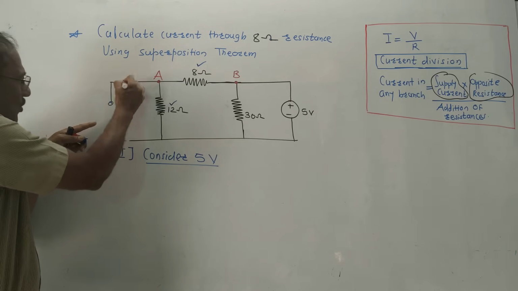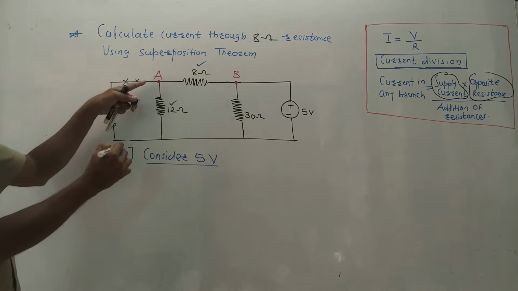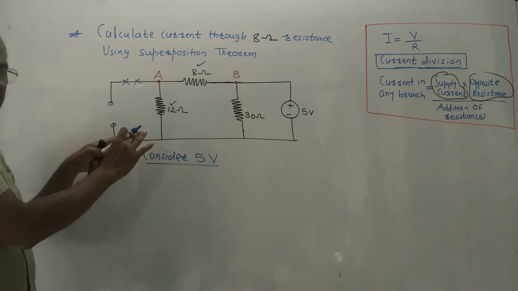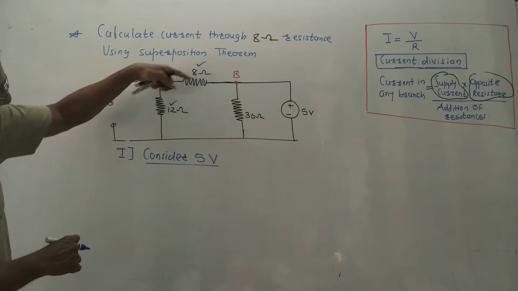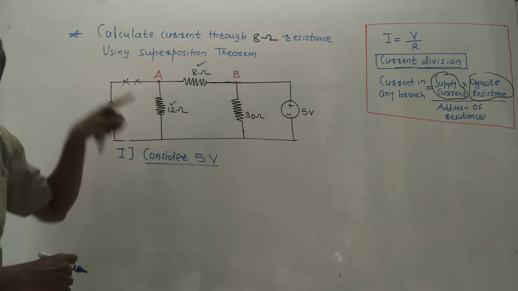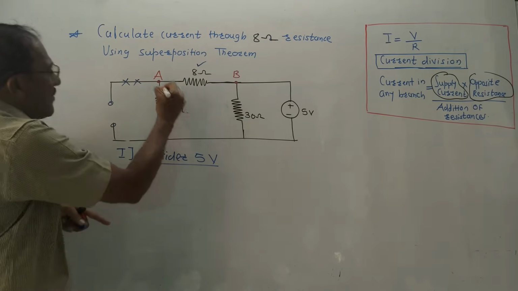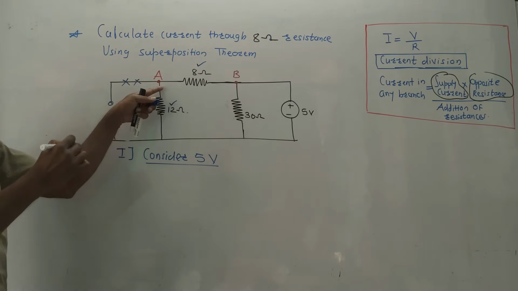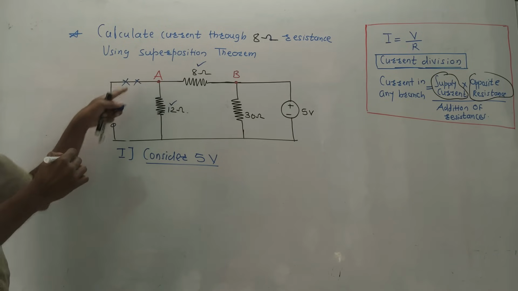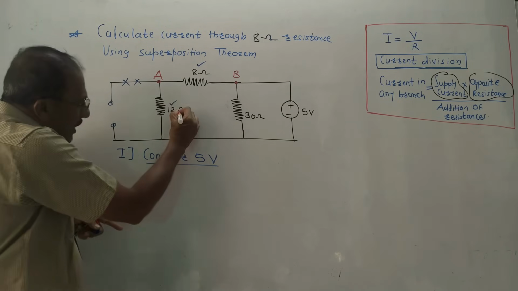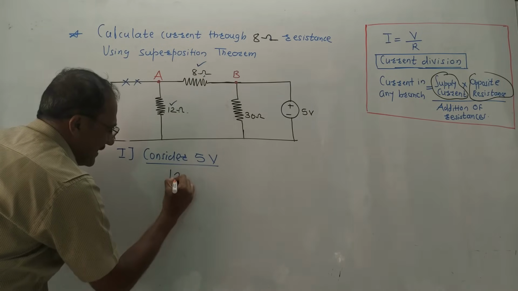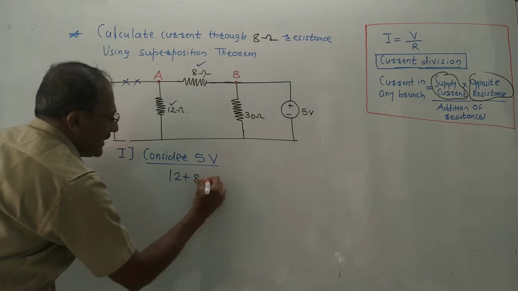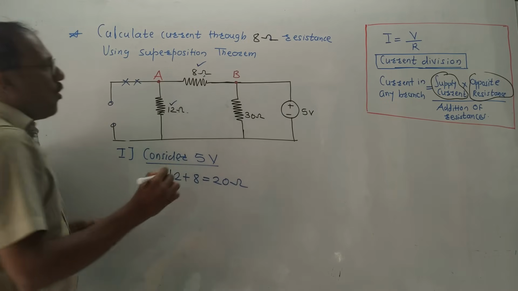That means current is not flowing through this branch. That means as if this branch is not connected. So 8 ohm and 12 ohm are in series. How did you identify? They are in the same wire, because even if we have drawn the wire, current is not flowing through this branch. So 12 ohm and 8 ohm are in series. So this can be written as 12 plus 8, that is equal to 20 ohm.